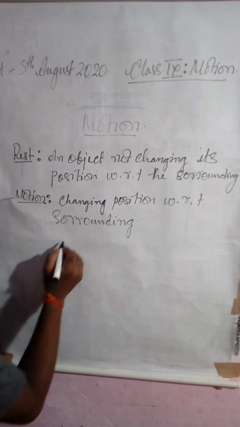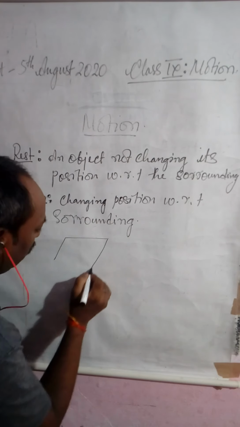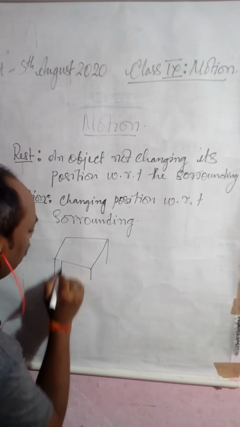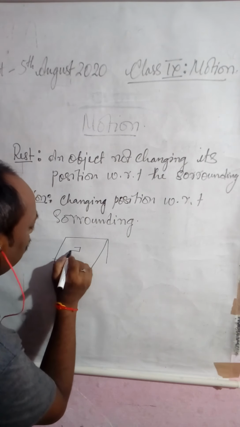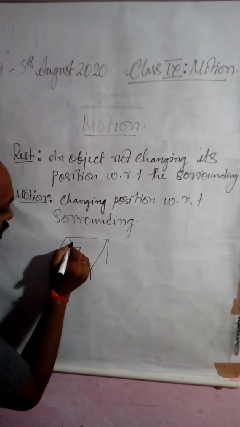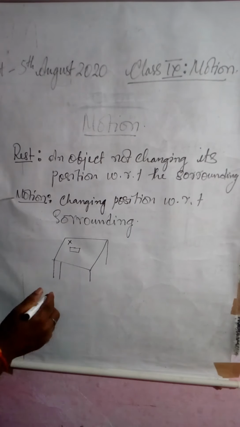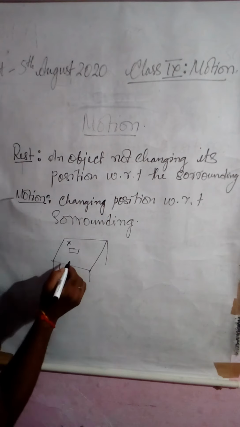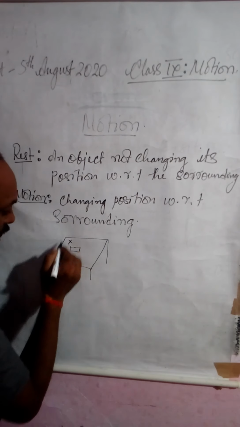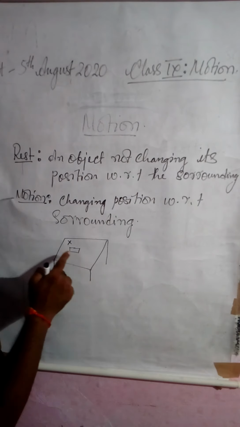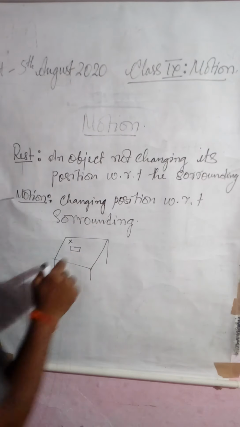if I am saying that this is a table upon which I am keeping a duster. Suppose this is the position X. Now, with respect to time, suppose for the first second up to 5 seconds the duster is not moving. If the duster is maintaining its position with respect to the coordinates at X, then this object, the duster, is said to be at rest.